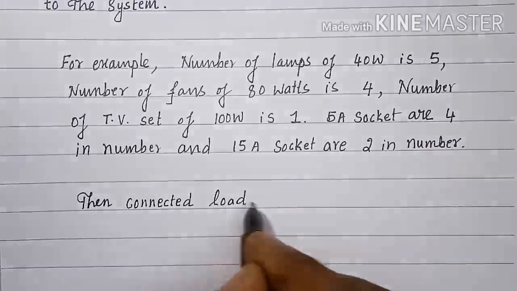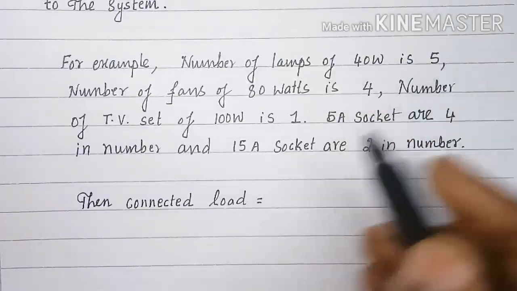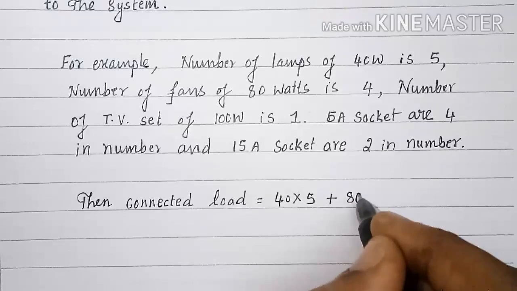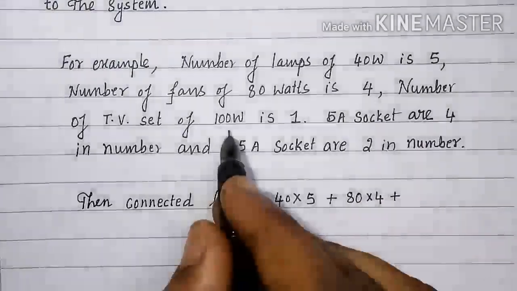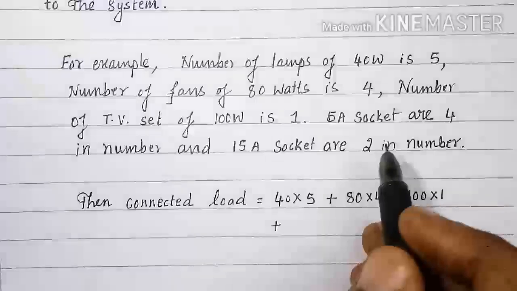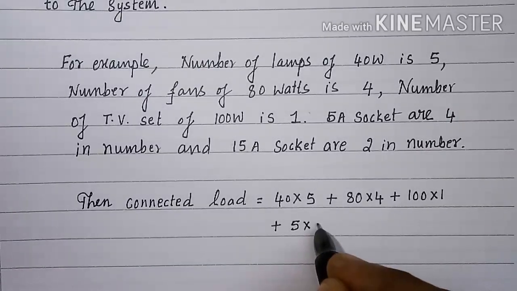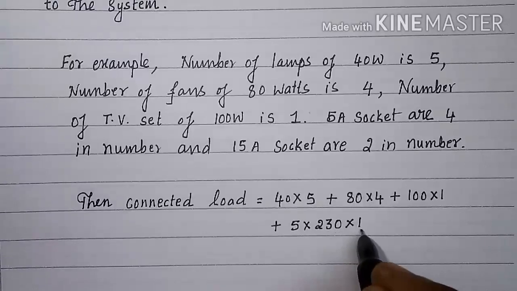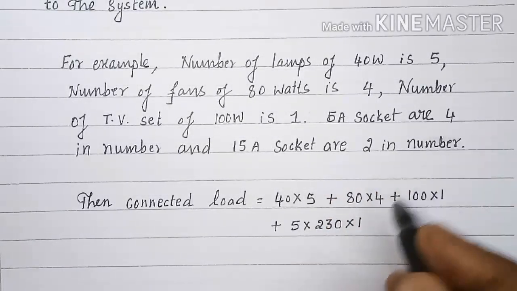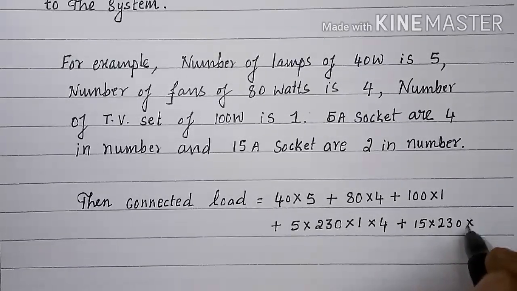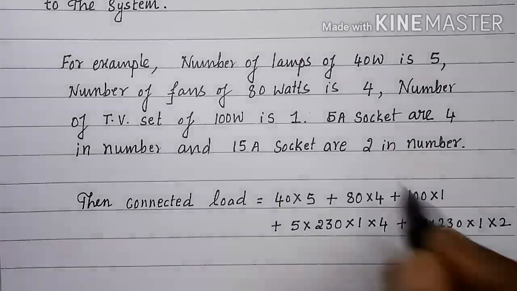Then connected load will be equal to 40 into 5 plus 80 into 4 plus 100 into 1 plus 5 into, assuming rated voltage as 230 and the power factor as unity, 5 into 230 into 1, and their number is 4, so into 4, plus 15 into 230 into 1 into 2, where 1 is once again unity power factor and 2 is number of sockets.